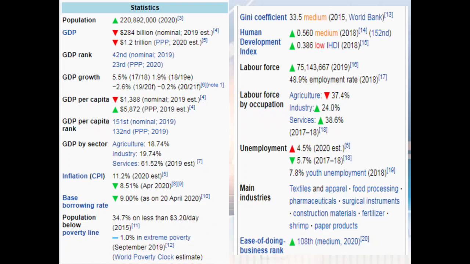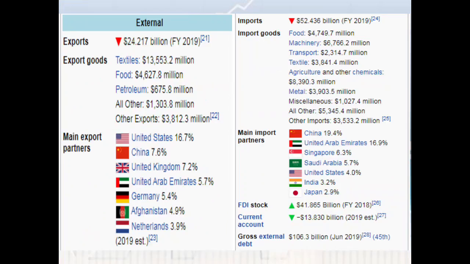Now here are some other statistics. You can go through them. Now all these figures are important and it depends on you how well you can remember these figures. Here are the exports and imports of Pakistan, showing you the main export goods, the main import goods, and the main export and import partners of Pakistan.